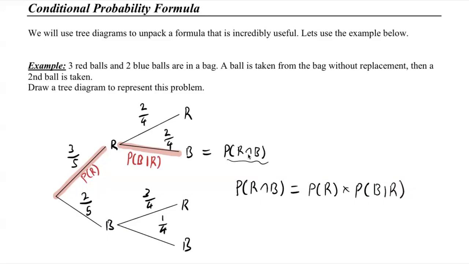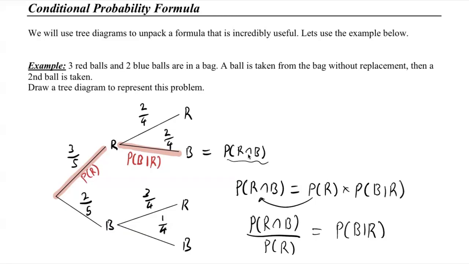Okay, now we can actually do a little bit of adjusting here to isolate our conditional formula. I'm going to divide by the probability of red over to the other side. That means I'm going to take this and do a division, and I end up with this. And you'll see we end up with the fact that the probability of blue, given that a red has occurred, is equal to the probability of red and blue divided by the probability of red.